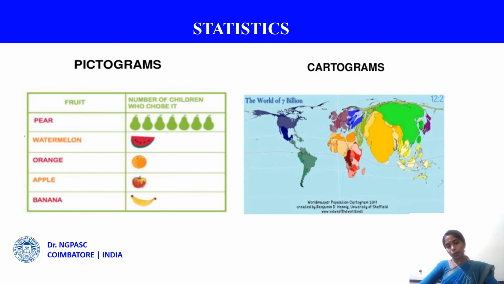And the last one is cartograms. So do you know what a cartogram is? That is nothing but a statistical map. So all the maps come under cartograms. So these are the different types of diagrammatic representation of our statistical data.